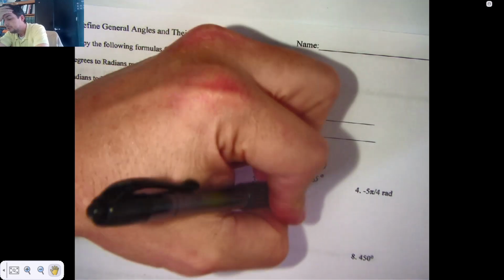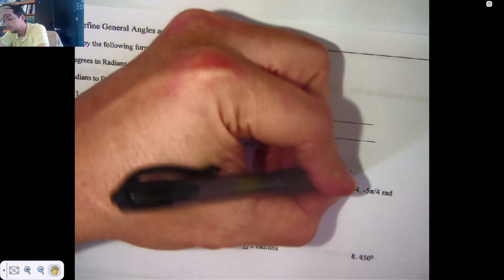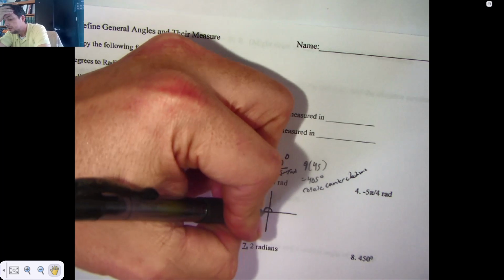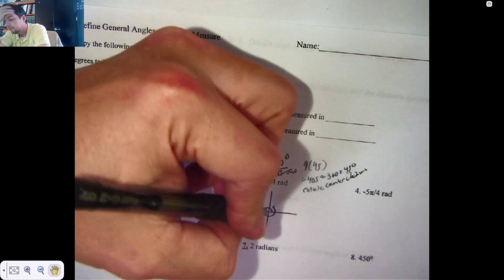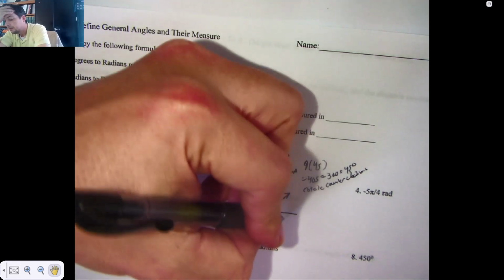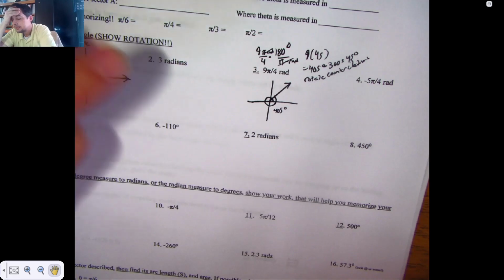Positive angles rotate counterclockwise. So I'm going to make a full circle. That's 360. And I've got 45 degrees left of rotation. So halfway through quadrant 1. That is a 405 degree angle. Easy peasy.